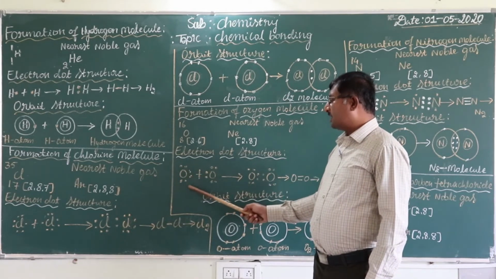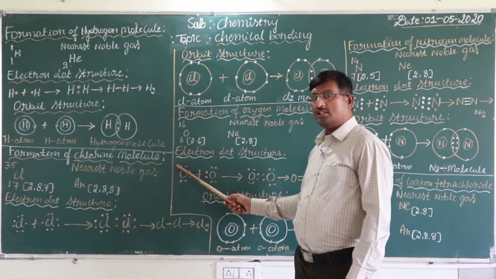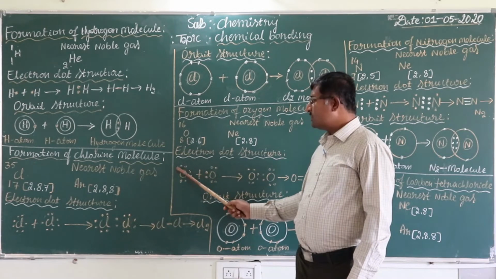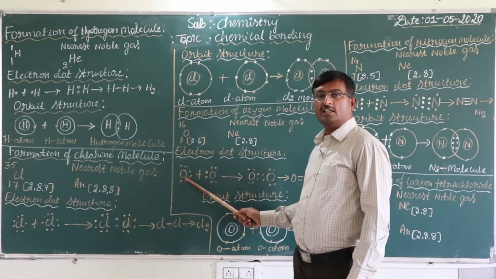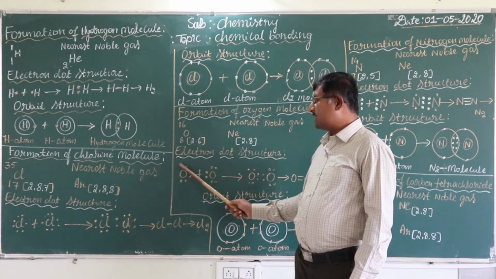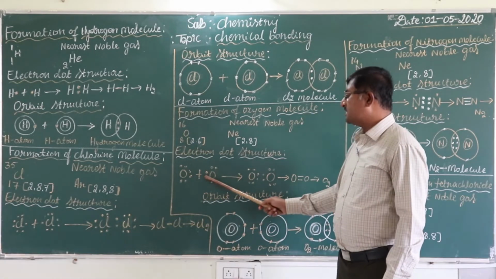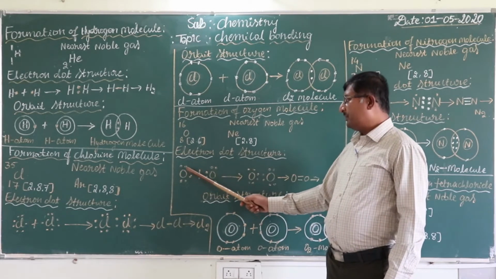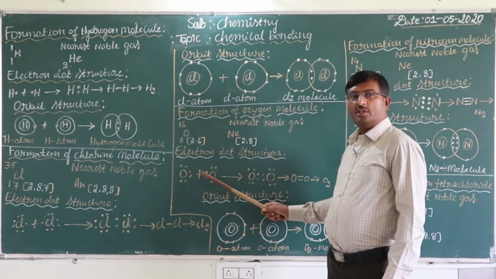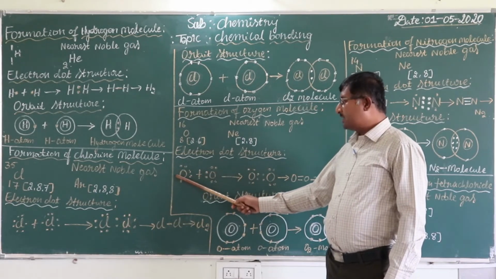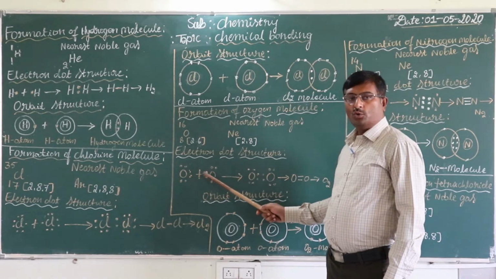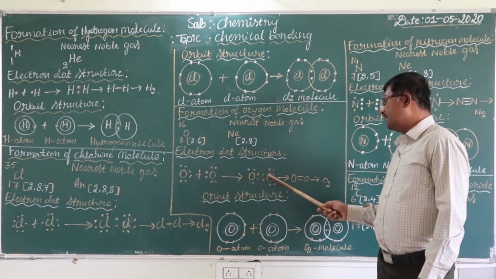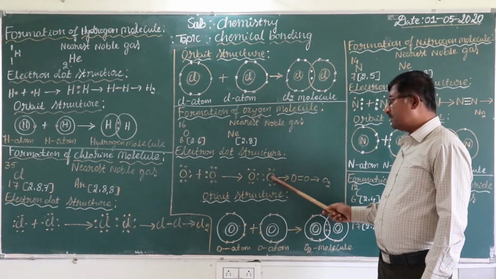See, while writing the electron dot structure, we write the electrons in the outermost orbit by writing dots. In the oxygen atom, 6 electrons are there in the outermost orbit, so 6 dots we have to write. Same for this oxygen atom also, 6 dots I am writing. Already in the last video I explained, when two atoms combine and form a covalent bond with 6 electrons in the outermost orbit, 2 pairs of electrons will be shared between the two atoms.